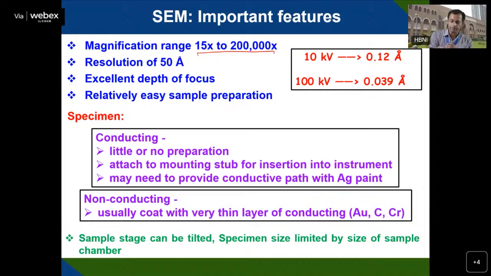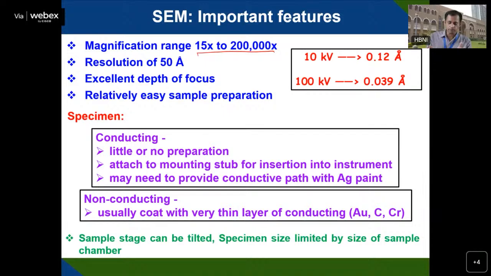Next, in comparison to a normal conventional microscope, it has an excellent depth of focus. Since electrons have higher penetration than light, you are able to get more in-depth information, like you can go a little deep and see the structure. And sample preparation is quite easy in the case of SEM.